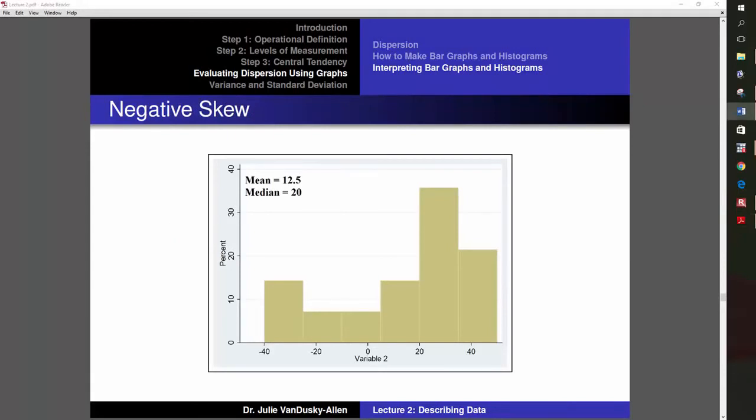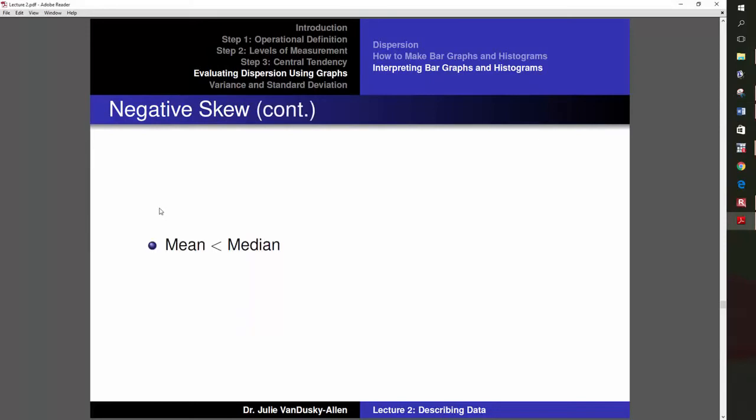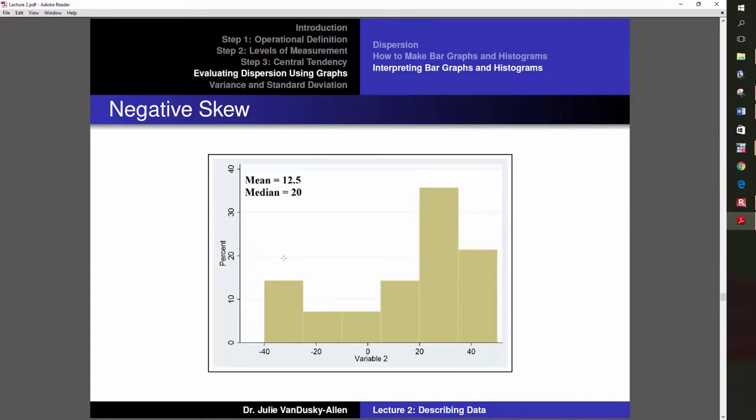If your graph looks like this, it means your data have a negative skew. A variable has a negative skew when the mean is less than the median. This means that there are a handful of observations in this variable that take on extreme low values, and they are dragging the mean in a negative direction away from the median. As you can see here in this graph, most observations are clustered here, but there are a few down here that are pulling the mean in a negative direction. As a result, the mean of 12.5 is less than the median of 20.